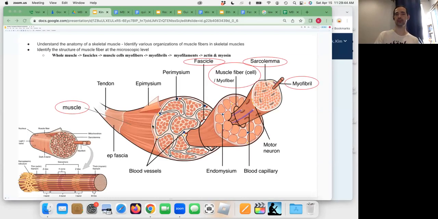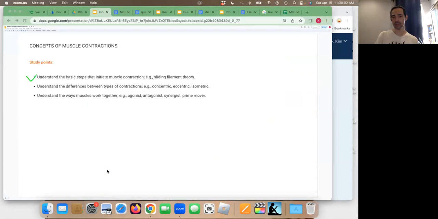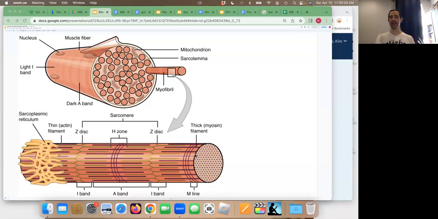So what you need to know about sliding filament theory is that a myofilament is made up of actin and myosin. The myosin is the thick one, the actin is the thin one. Let's see if I can get you a larger picture. There it is. The myosin is thicker, the actin is thinner. Remember, A comes before M, so actin is thin, myosin is thick.